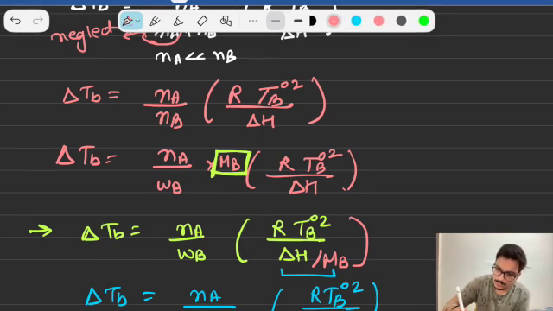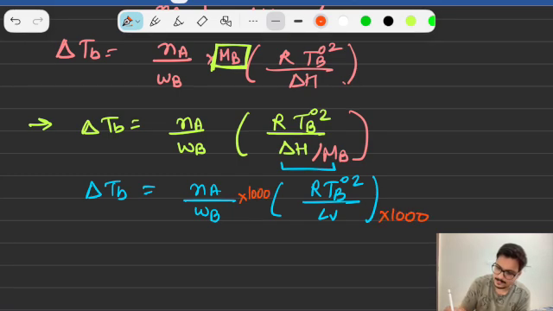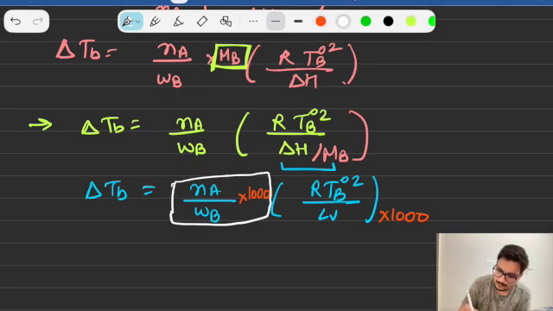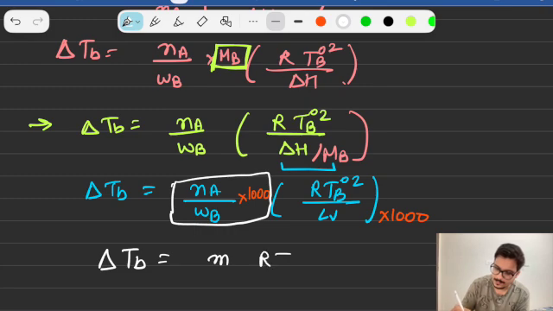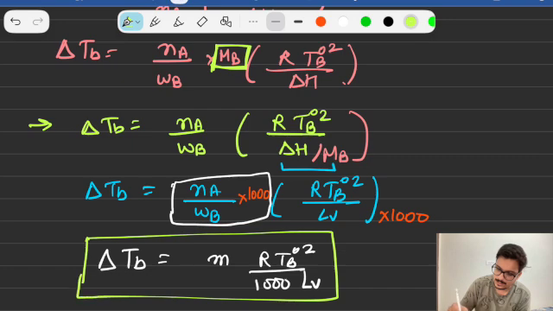See what I am going to do after this. I am basically multiplying and dividing by 1000. Let's have 1000 here and 1000 here. So what you can see here is that this thing is basically the molality of the solution. So delta TB is equal to molality into R T naught B square upon 1000 into latent heat of vaporization. So here we have derived the elevation in boiling point formula.